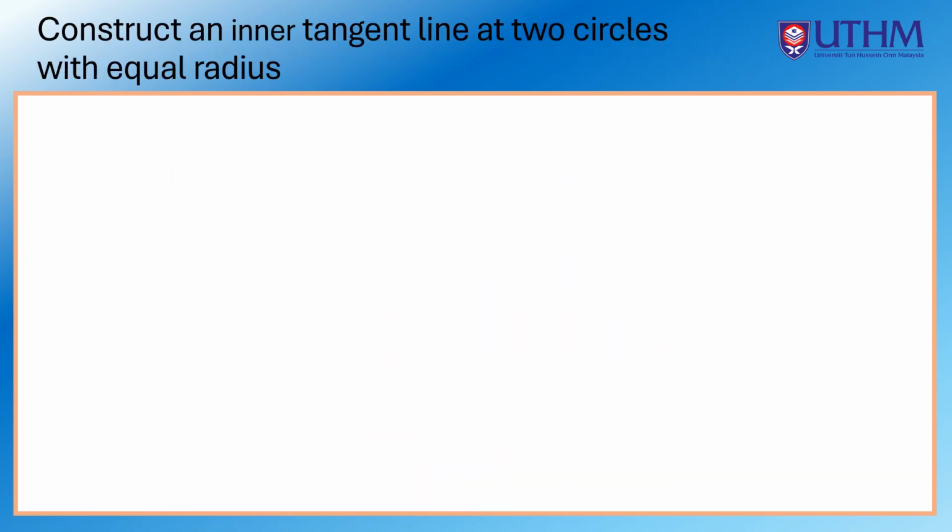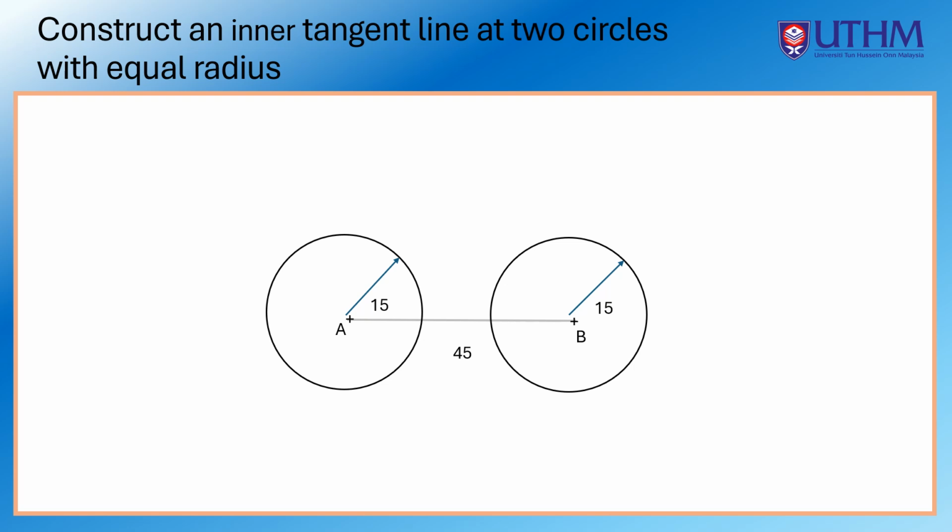Next, let's construct an inner tangent line to 2 circles with equal radius. Draw 2 circles with a radius of 15 mm respectively, and the distance between these 2 circles is 45 mm. Connect point A and B with a straight line. Then divide this line AB into 2 sections at point C. That is point C. Next, divide line CB into 2 sections at point D.